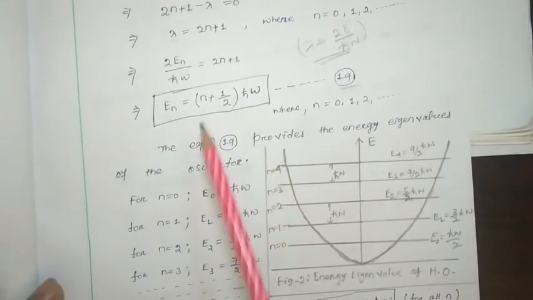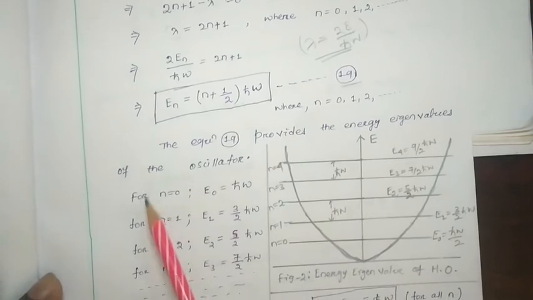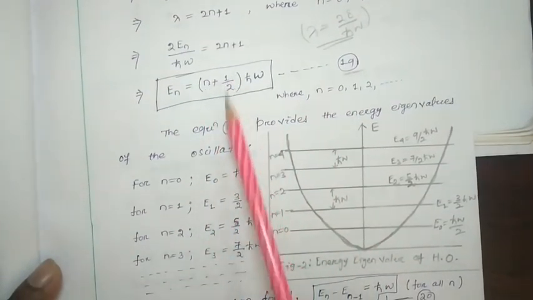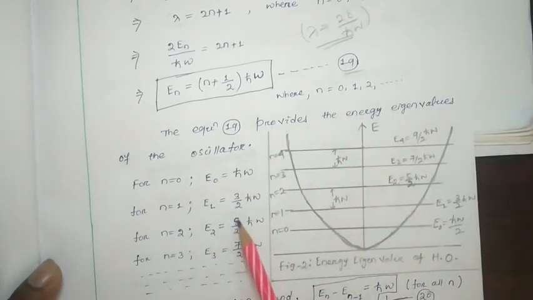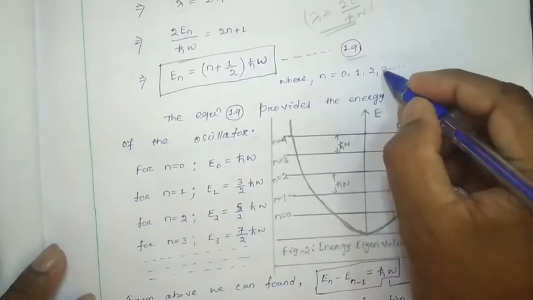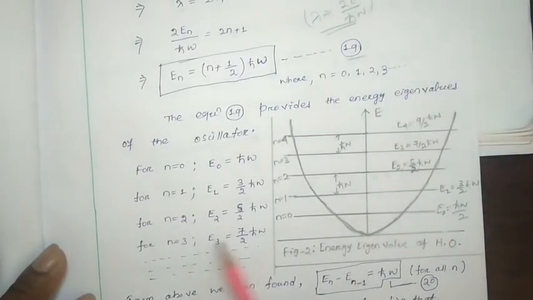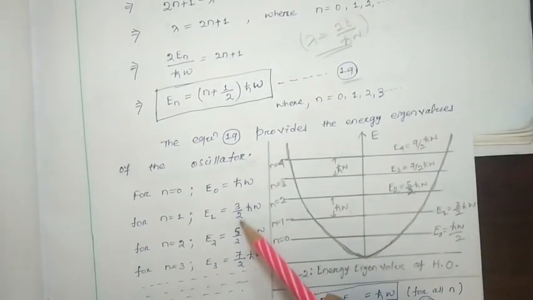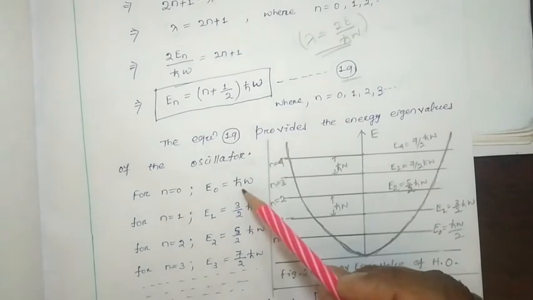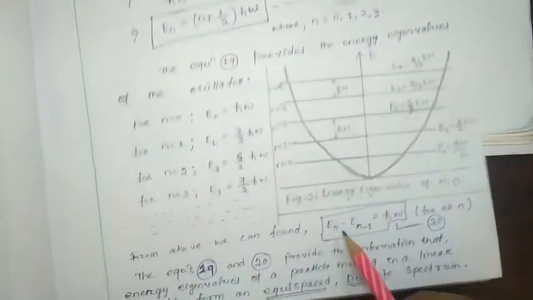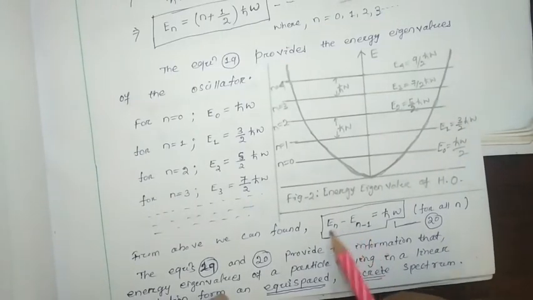So for n is equal to 0, E0 is equal to h cross omega by 2. For n is equal to 1, it will be 1 plus 1 by 2, 3 by 2 h cross omega. For n is equal to 2, it will be 5 by 2 h cross omega. If you put n is equal to 3, E3 is equal to 7 by 2 h cross omega. And if you differentiate, the difference between consecutive energy level values, E n plus 1 minus E n, is h cross omega.